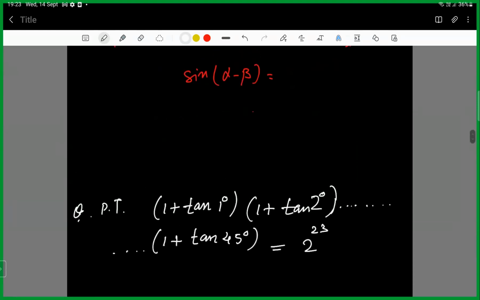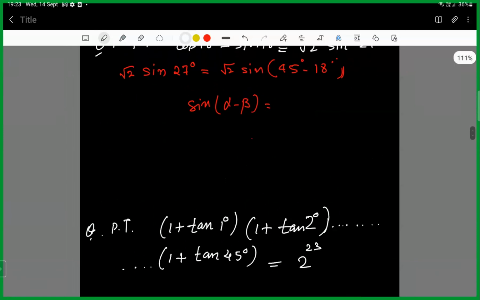How many of you got this? Yes or no? Still struggling. Just need to write sin alpha minus beta.